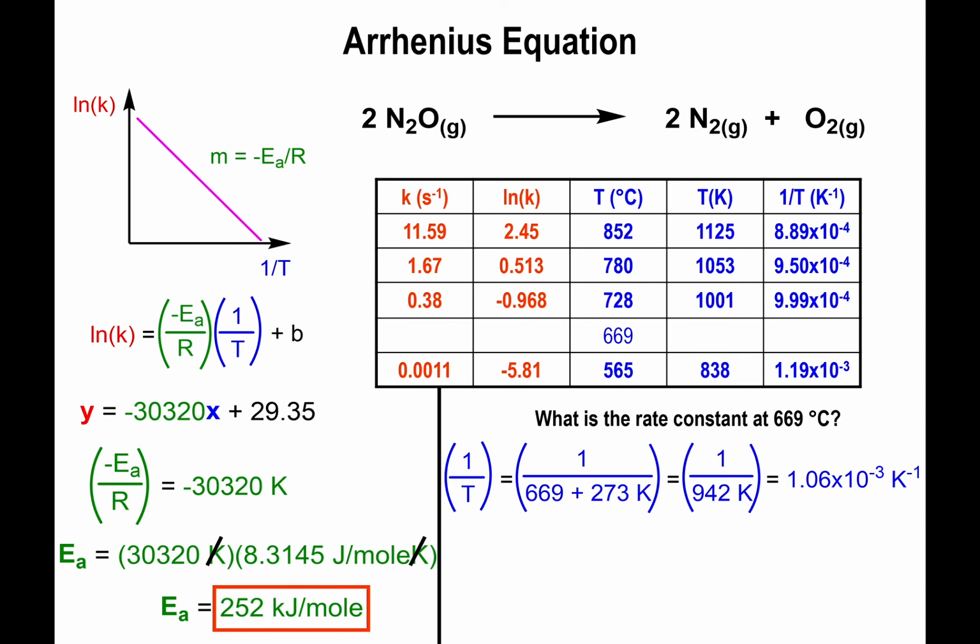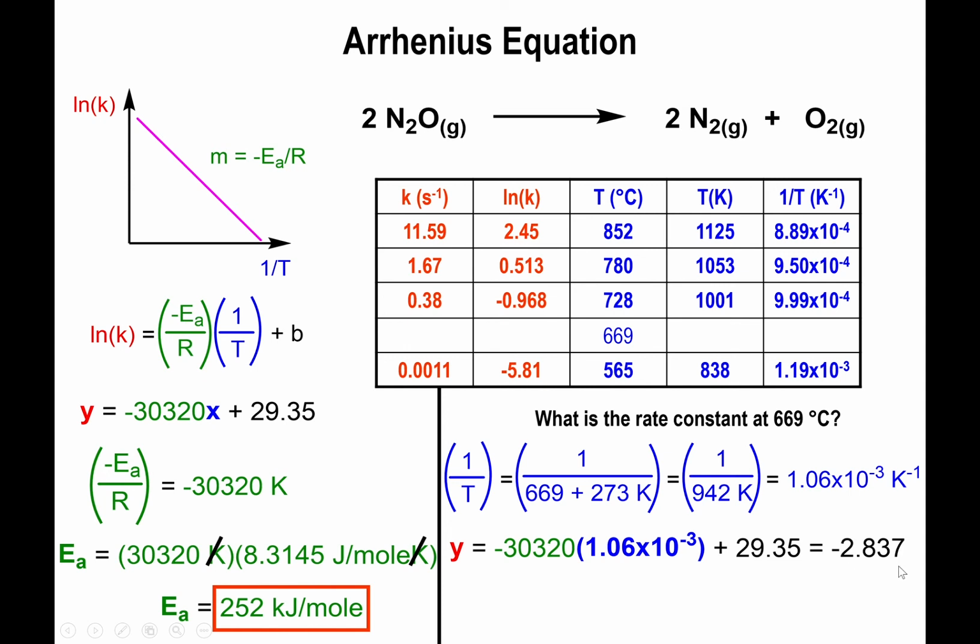This value of x can then be inputted into the y equals mx plus b equation that we obtained from the linear regression. And when you multiply negative 30,220 by 1.06 times 10 to negative 3 and add that to 29.35, you get the value of y, which is negative 2.837.